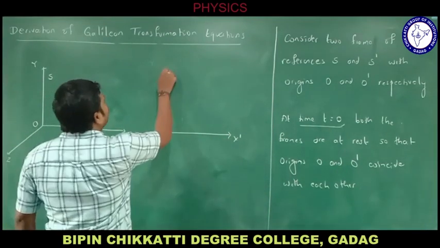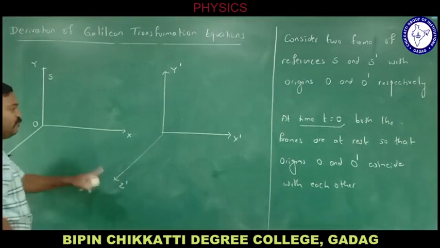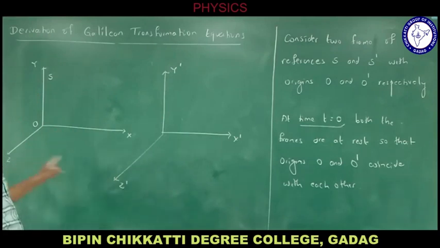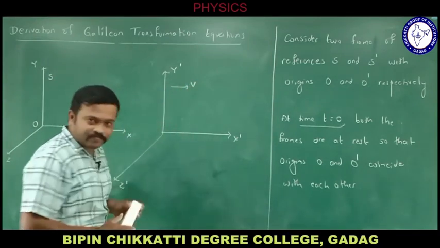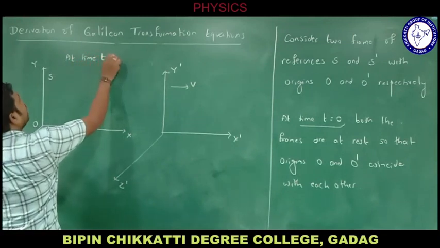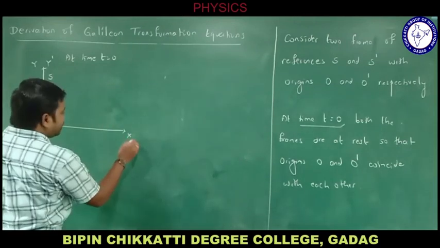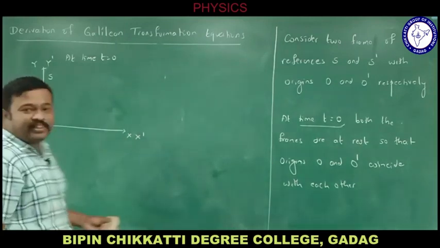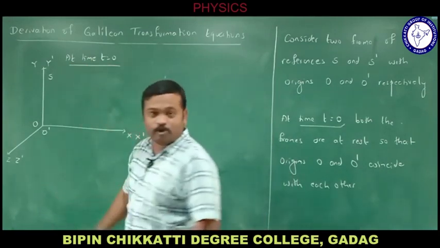About the y axis, they should be parallel, right? So y should be parallel with y dash, and z should be parallel with z dash. So these are the conditions, right? X should be in line, y should be parallel to y dash, and z should be parallel to z dash, right? This is a moving frame which moves with velocity v. But at a time t equal to 0, y dash coincides with y, x coincides with x dash, z coincides with z dash, and O coincides with O dash. This position we will be calling the time t equal to 0, right?